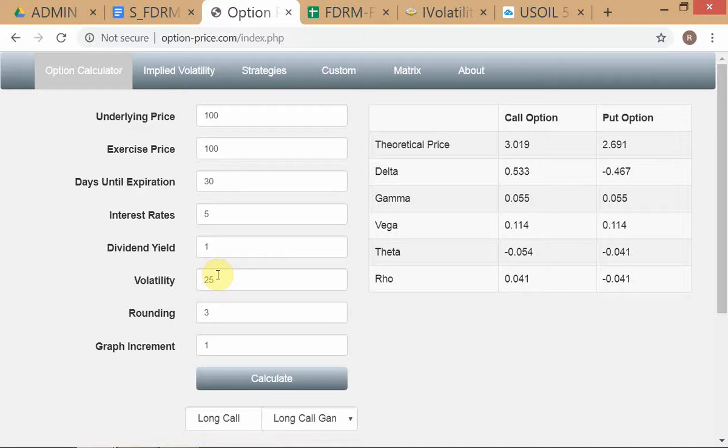Okay. So is my question clear? Is this an ATM, OTM or ITM option? ATM. ATM? Yes, right, because the strike price is equal to the underlying price. So it's an ATM option.